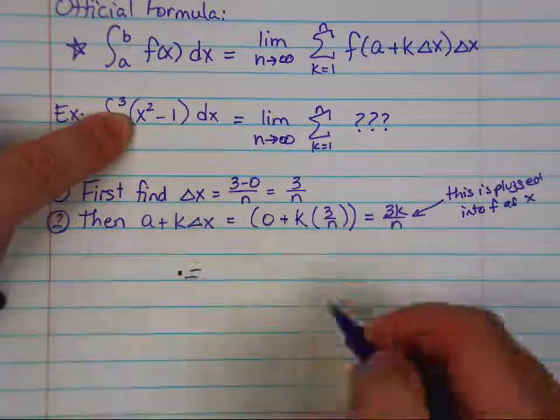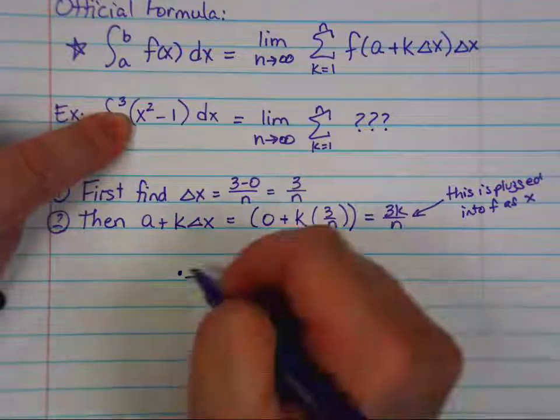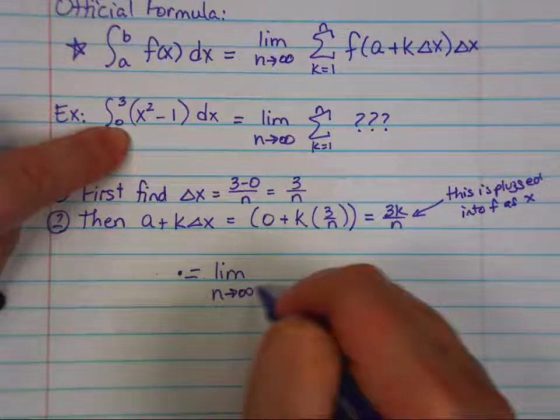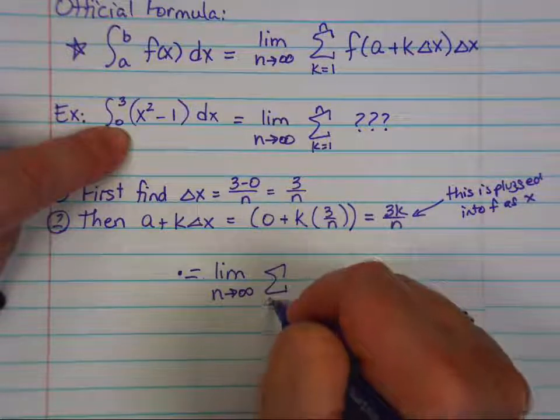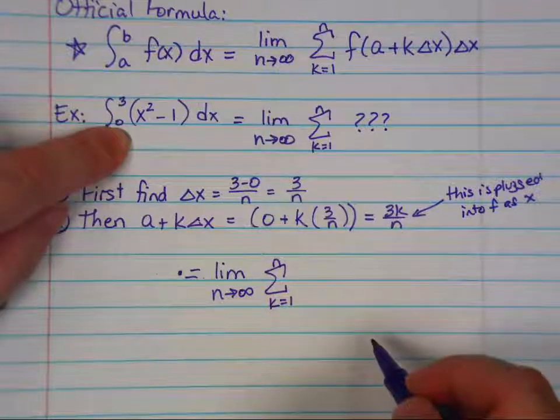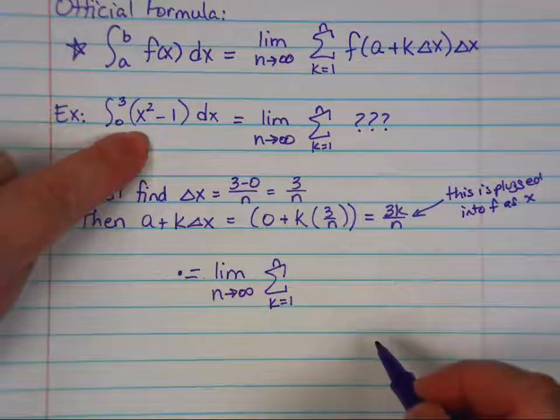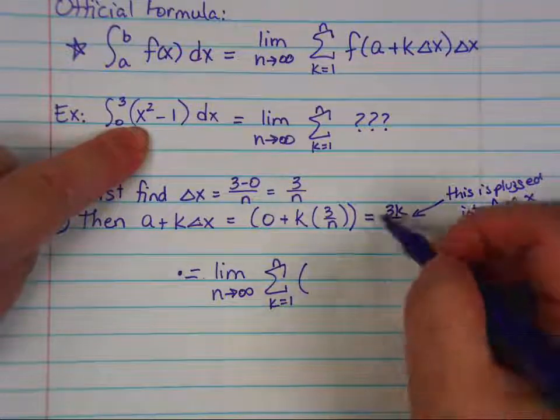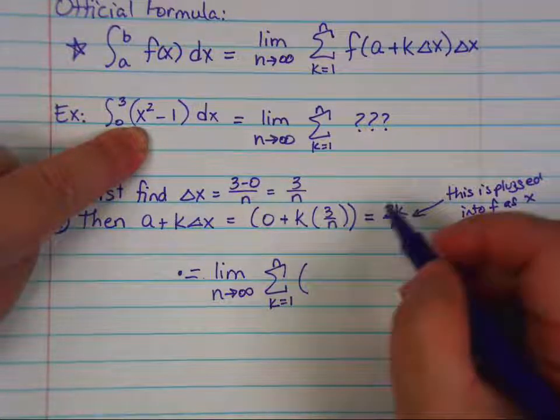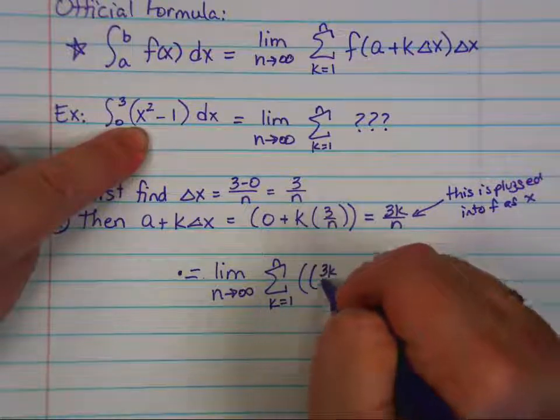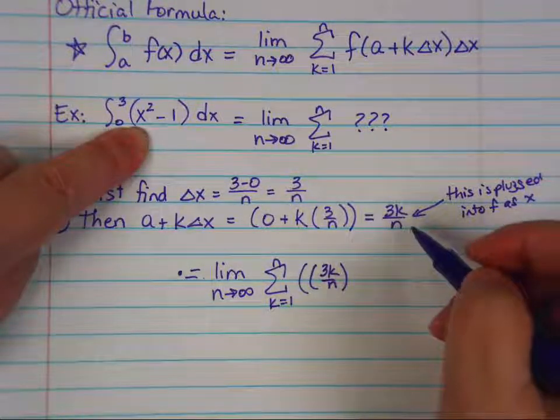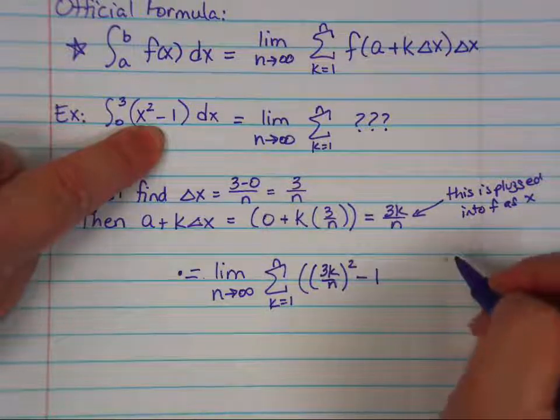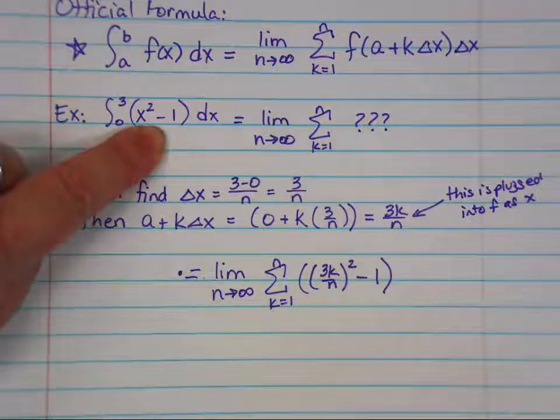So we're ready to write our answer down. Our answer for this integral is the limit as n approaches infinity, summation k. Now, look at the function in here. Draw your parentheses. I don't use x, I use 3k over n. So I'm going to write 3k over n in place of x. Then it says squared. Then it says minus 1. I'm going to close my parentheses.